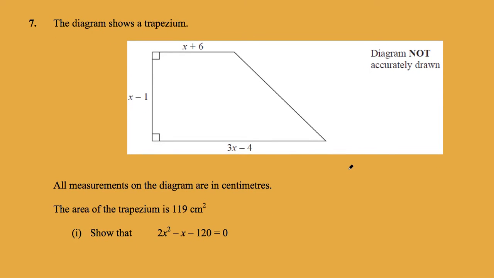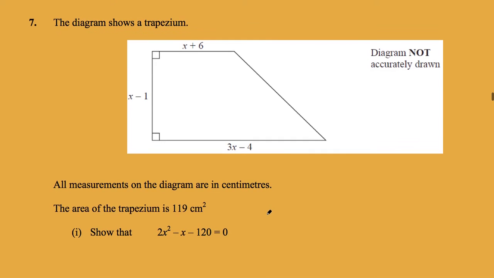Question 7. The diagram shows a trapezium, x plus 6, 3x minus 4, x minus 1. All measurements on the diagram are in centimetres. The area of the trapezium is 119 centimetres squared. Show that this equation is true.